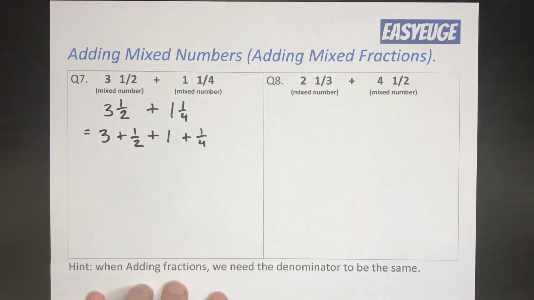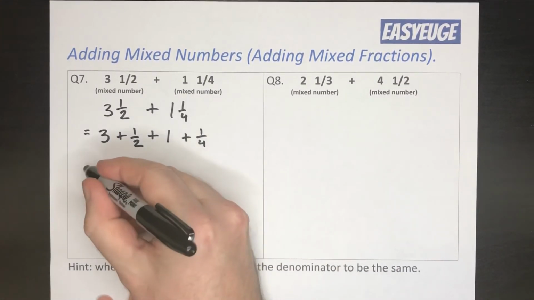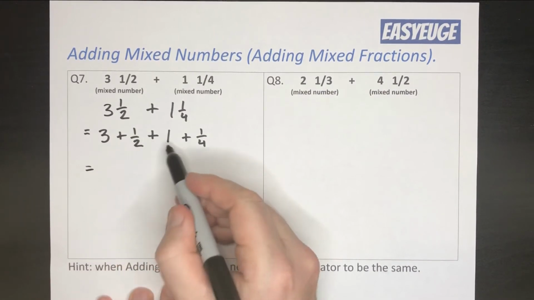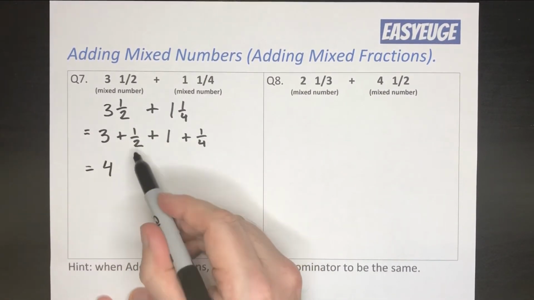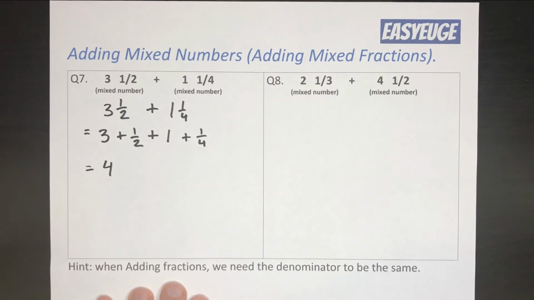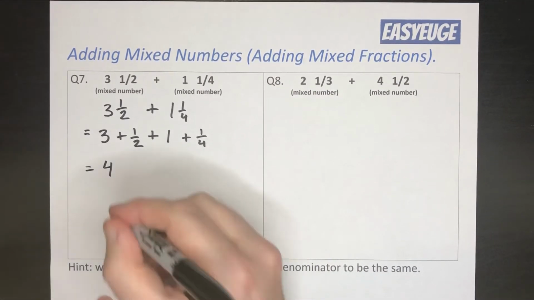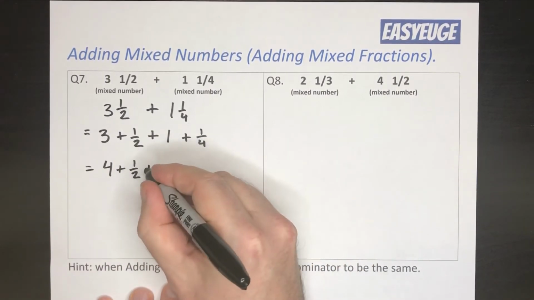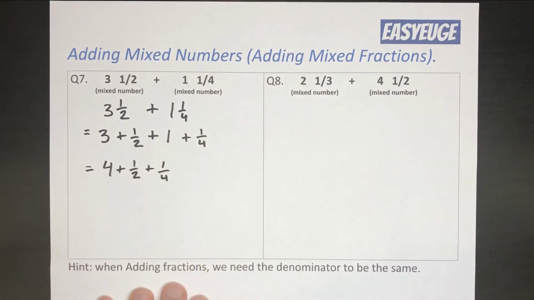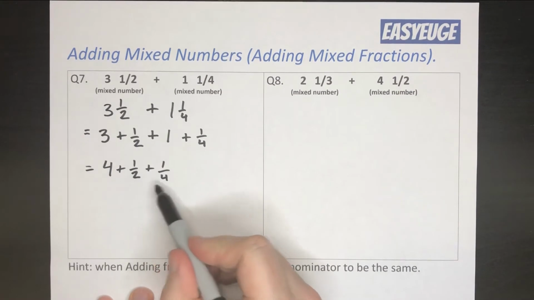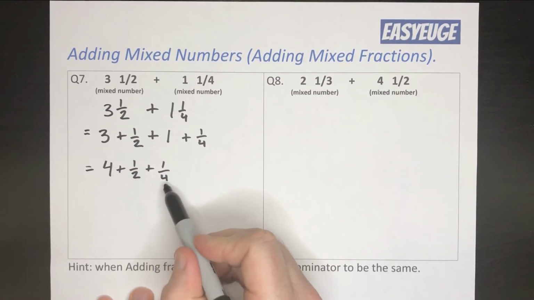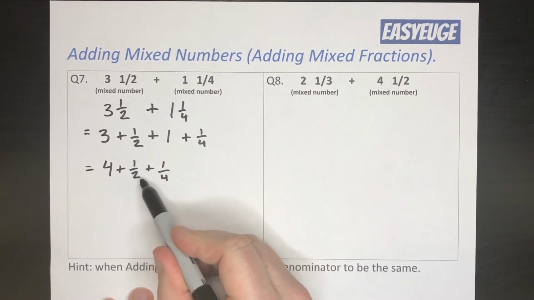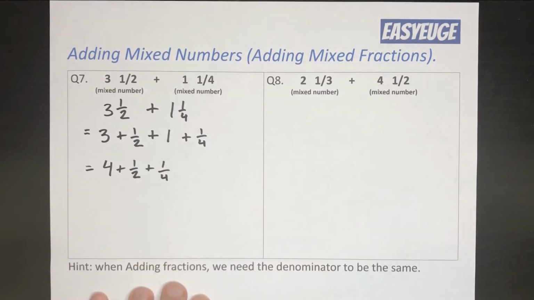Let's start by adding all the whole numbers, 3 and 1. So on the next line, 3 and 1 is 4. 1/2 and 1/4. Uh-oh. These fractions are not the same. They're unlike fractions. Let's just write that down for a moment. We'll add on the half and add on the quarter. When we're adding fractions with unlike denominators, where the number on the bottom is not the same, we need to make the number on the bottom the same.